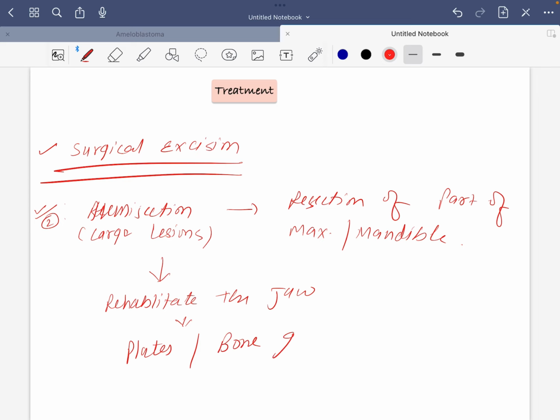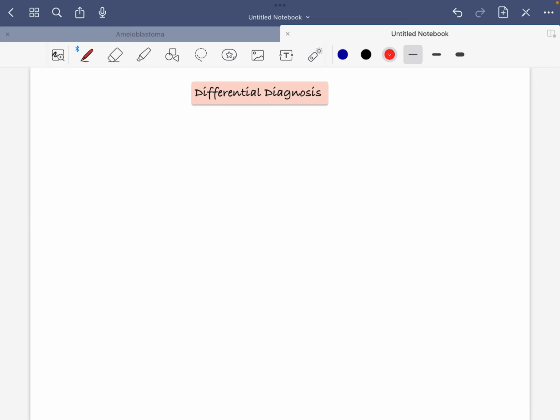or bone grafts. Now the differential diagnosis. The very first differential diagnosis is ameloblastoma. It is a differential diagnosis for radiolucent lesions. If you see radiopacity, it's C.E.O.T. If it is radiolucent, the chances are it is going to be ameloblastoma.